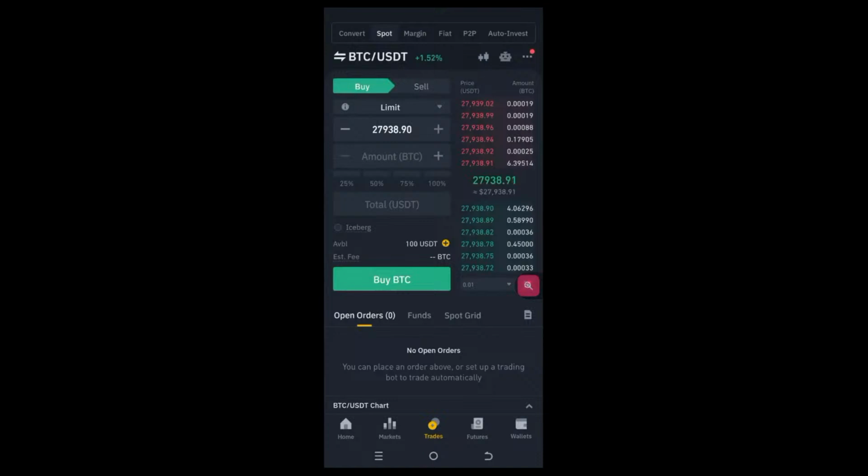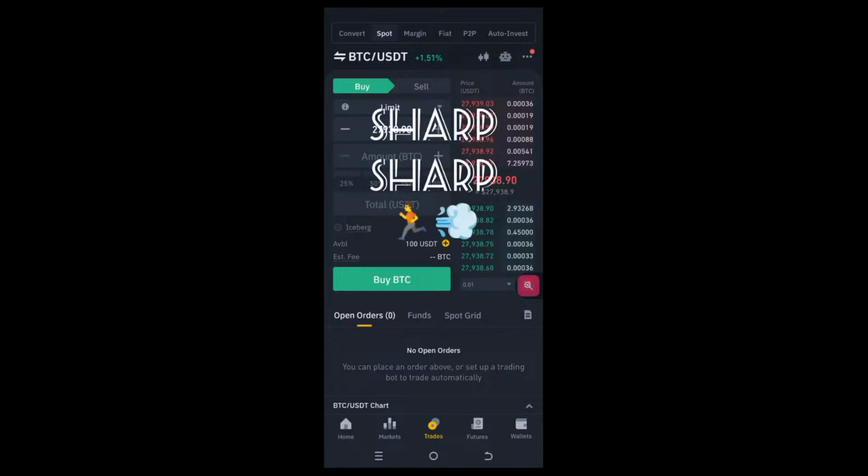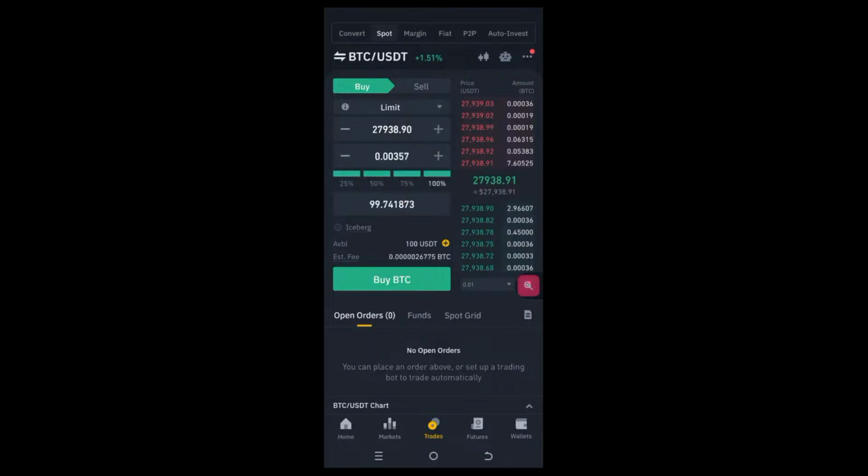Someone told me that I should be giving him signals. I said, no, it doesn't work that way. When you get a signal, you execute it quickly. Sharp, sharp. You don't have to wait, because if you do, you're going to be on the long thing.